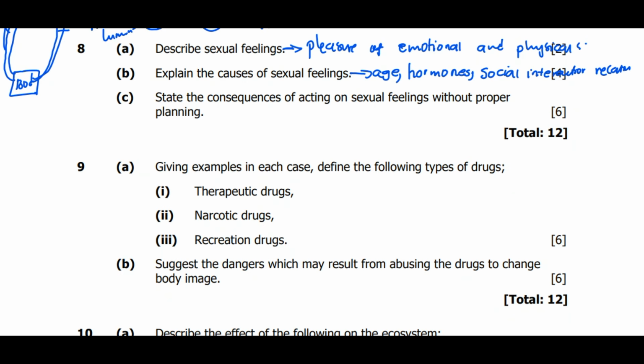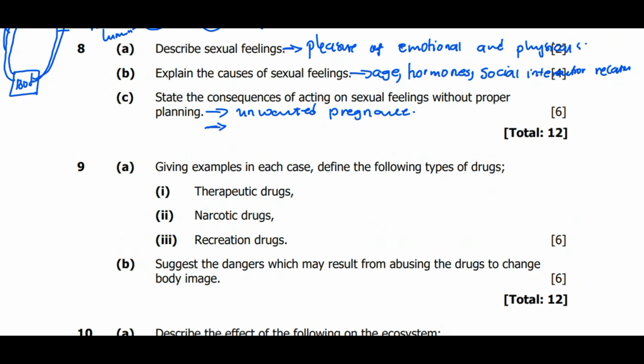Then state the consequences of acting on sexual feelings without proper planning. So the consequences may be unwanted pregnancies. Remember, there is nothing wrong with a pregnancy. Pregnancy, which gives us a baby or a child, is a gift from God. The problem is not the pregnancy. The problem is having sex at the wrong time. That's where the problem is.